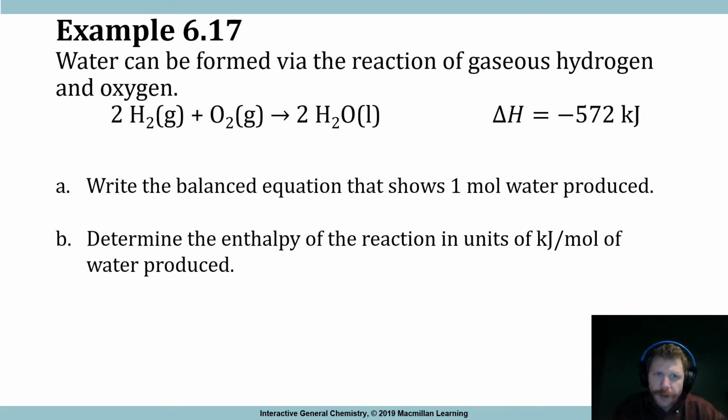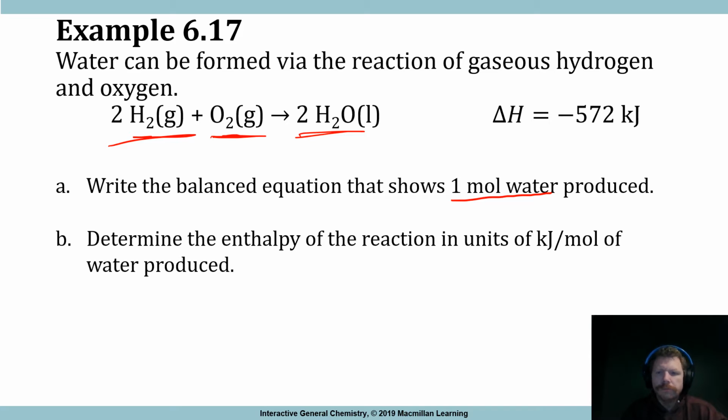So if we look at this reaction right here, this tells us that water can be formed via the reaction of gaseous hydrogen and oxygen. So we've got our gaseous hydrogen right here. We got 2 moles of that reacting with 1 mole of O2 to produce 2 moles of H2O. Question A, or I guess prompt A, is write the balanced equation that shows 1 mole of water produced.